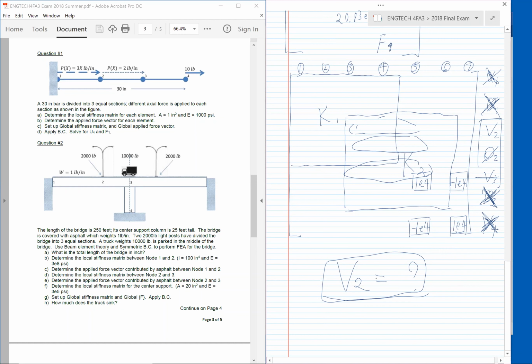So, any problem? I have a question. Yeah, what is it? When it says how much does the truck sink and you use V2, why V2 and not V3? Oh, I'm sorry, it should be V3. Yes. My fault. V2 tells you how much the lamppost sinks. V3 is how much the truck sinks. Any questions?